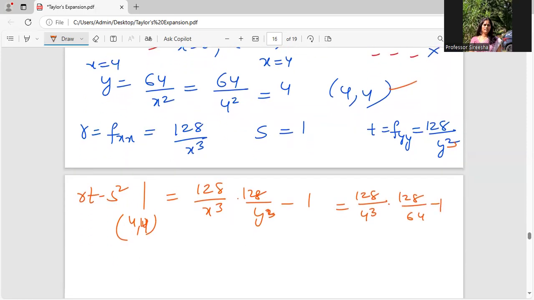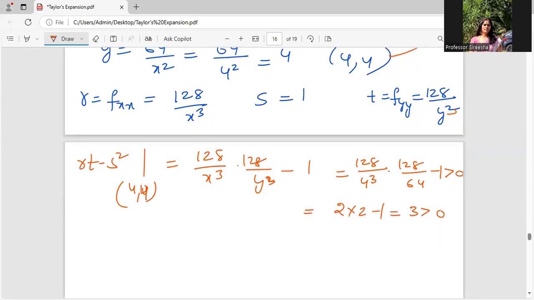So obviously, guys, this would be greater than 0, right? This is such a huge term. So this would be greater than 0. You can just calculate what the value turns out to be. Or I can just say this would be 2 into 2 minus 1, which is nothing but 4 minus 1, which is 3, greater than 0, right? At the stationary point.